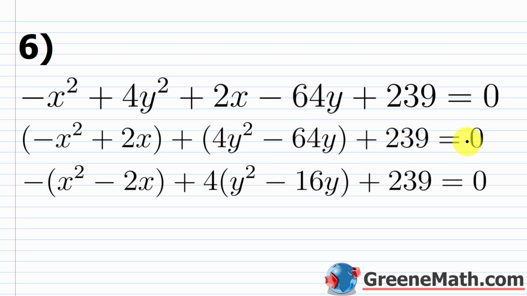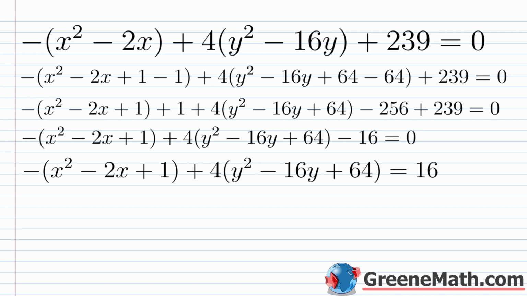Okay, so again, we want to factor out any coefficient of the squared variables that we have that's not 1. So here it's basically negative 1 and here it's 4. So pull those out. So you get the negative of the quantity x squared minus 2x plus 4 times the quantity y squared minus 16y plus 239 is equal to 0.